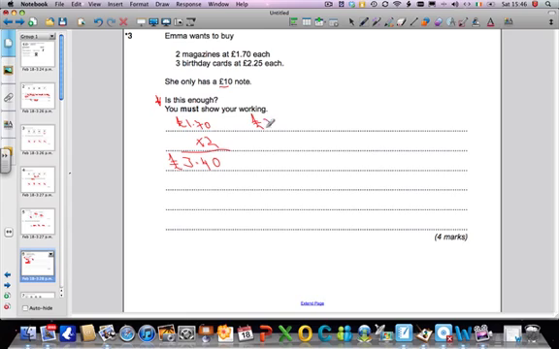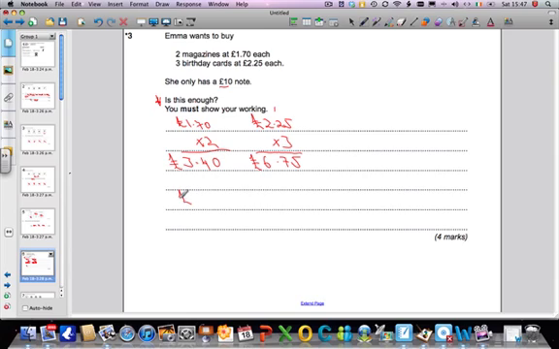We're going to do £2.25 multiplied by 3 to work out how much she spent on birthday cards. 3 5s are 15. Carry 1. 6 and 1 is 7. Decimal point, and then 3 times 2 is 6. So she spent £6.75 on birthday cards. Well, how much did she spend altogether?